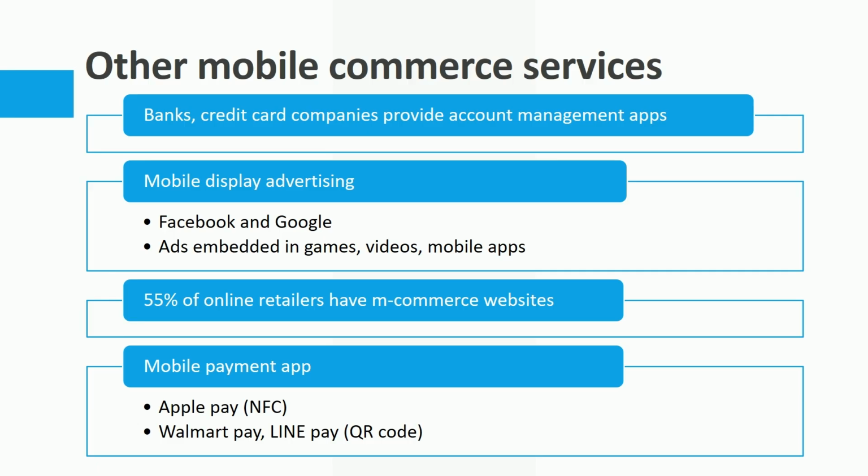And mobile payment apps like Apple Pay use NFC for contactless transactions, with QR code systems also used by Walmart Pay. You just scan the codes for the payments, and also Line Pay. You just scan the QR codes to pay. And peer-to-peer apps like Venmo also facilitate individual money transfers. It's very easy nowadays, right?